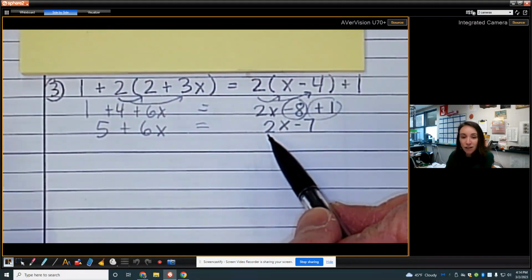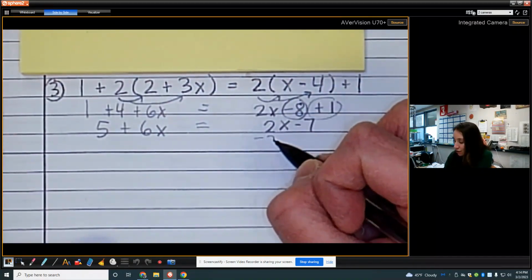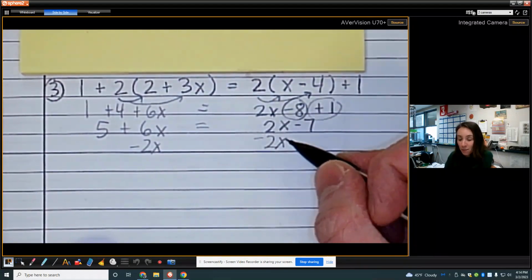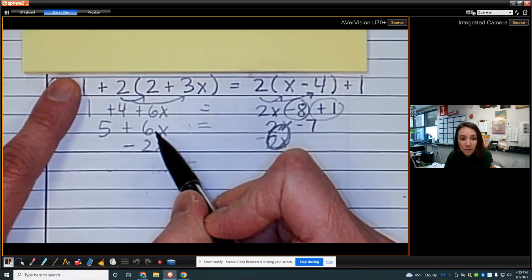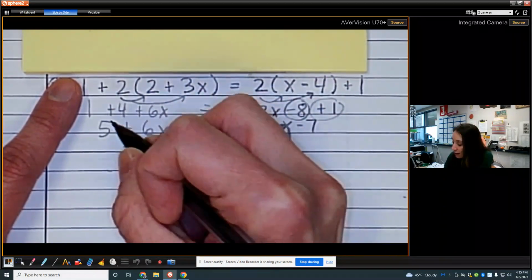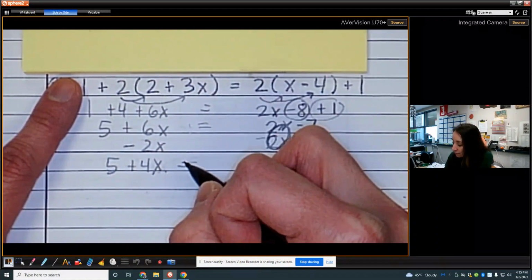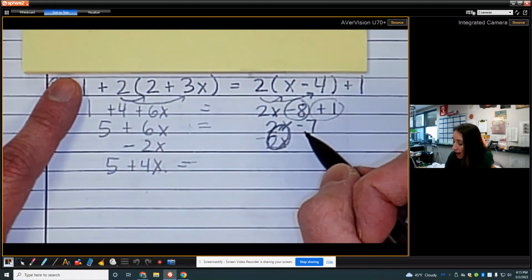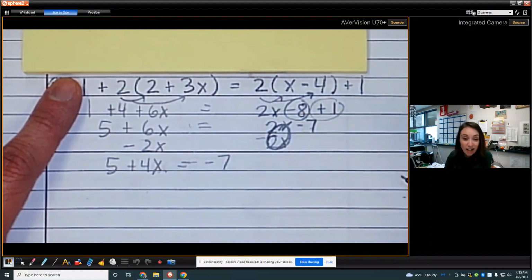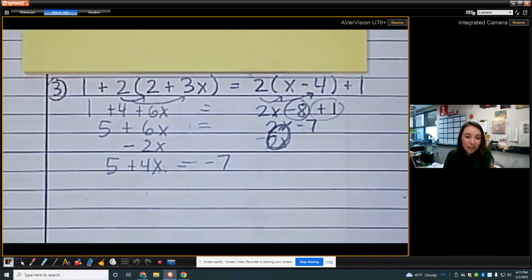The inverse operation of a positive 2x is minus 2x, so do that to both sides of that equal sign. 2x take away 2x is 0. Positive 6x minus 2x is positive 4x. And bring down your 5. All that we have left over here on the right-hand side of the equal sign is this minus 7, or -7.